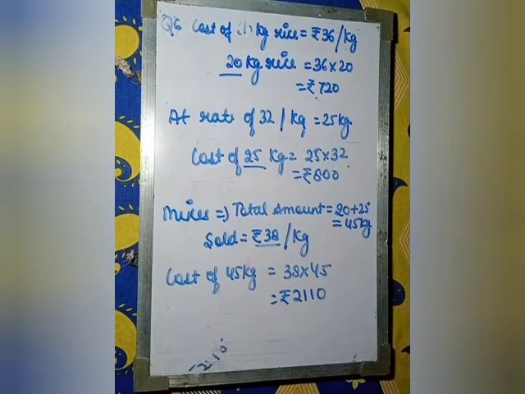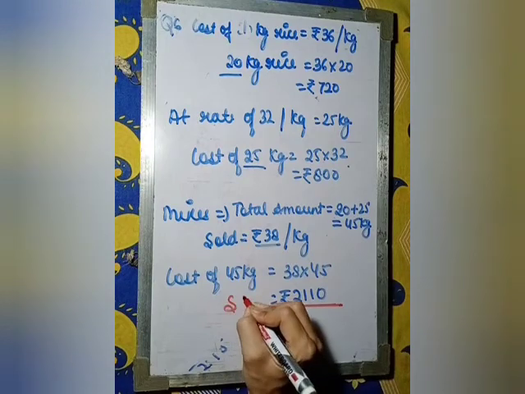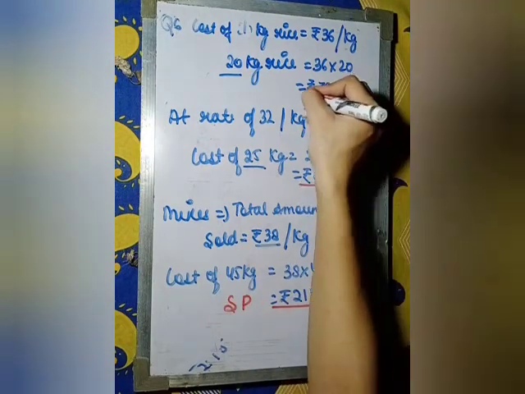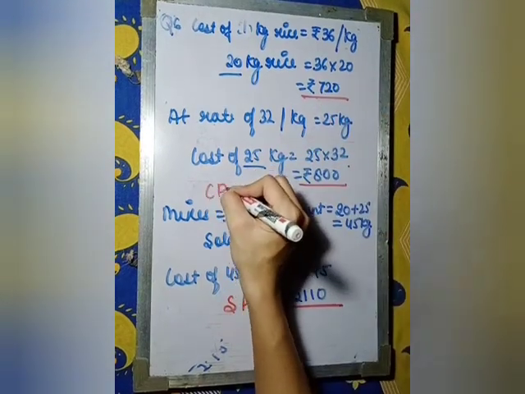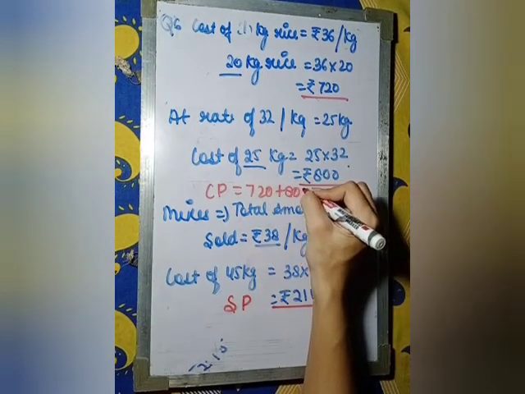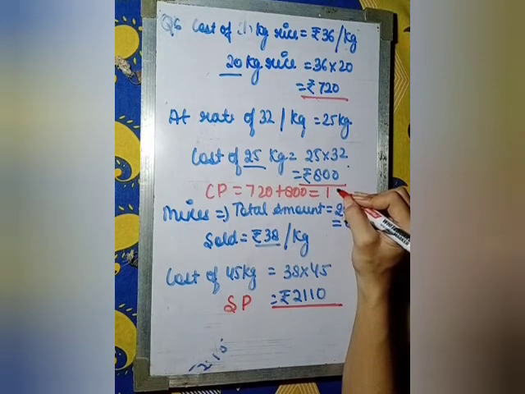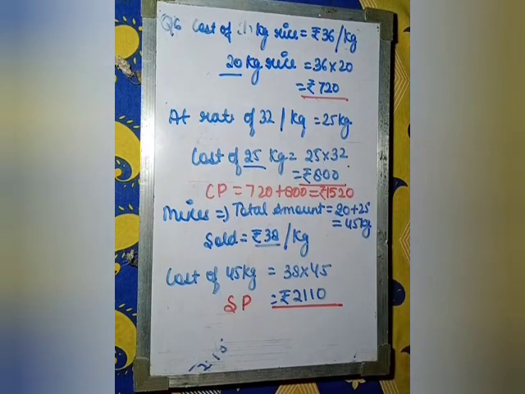Now this is the selling price. He sold it for this many rupees, so this is the SP. And how much did he buy it for? We will sum both. So CP will be 720 plus 820. It will be this.